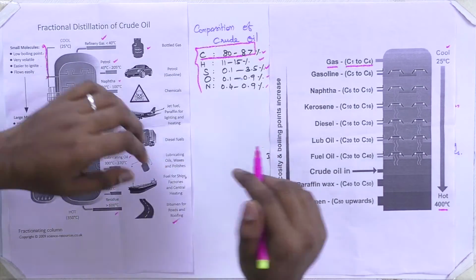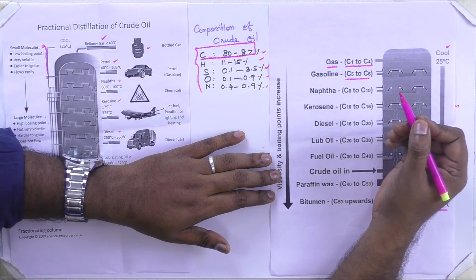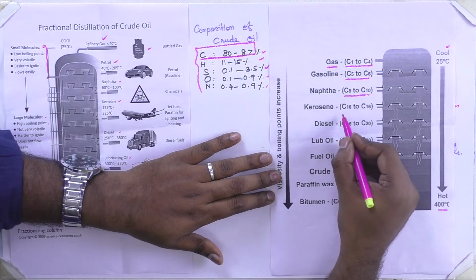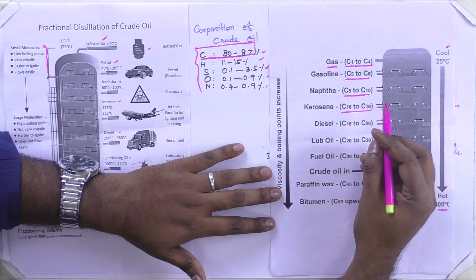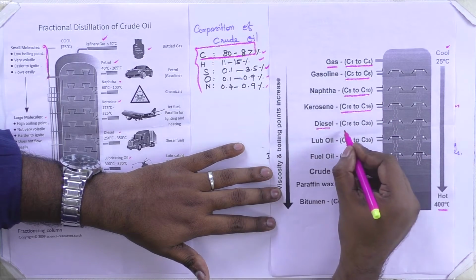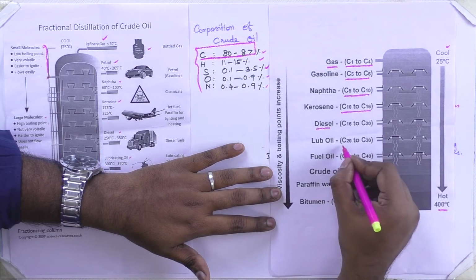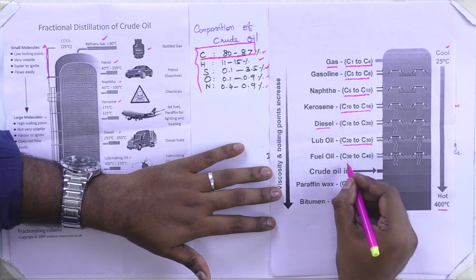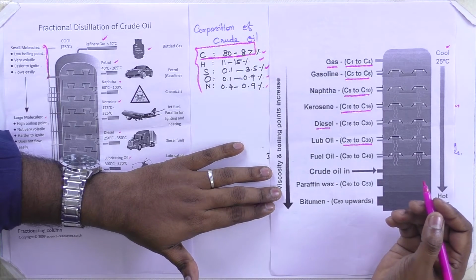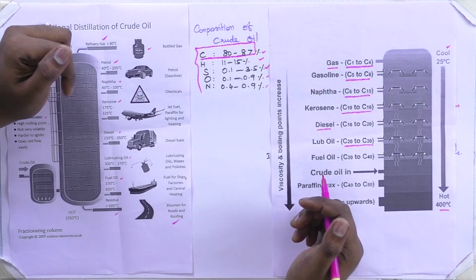And the second one is gasoline, which has carbons C5 to C6. Then C6 to C10 is called naphtha material, and C10 to C16 is usually called kerosene. Diesel comes under the category of C16 to C20. Lubricating oil is C20 to C30. And fuel oil, we know, is a mixture of many carbons, and it has a lengthy carbon chain.